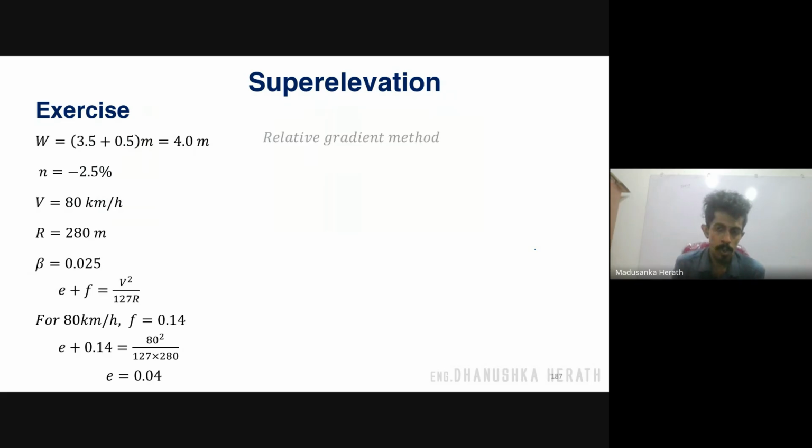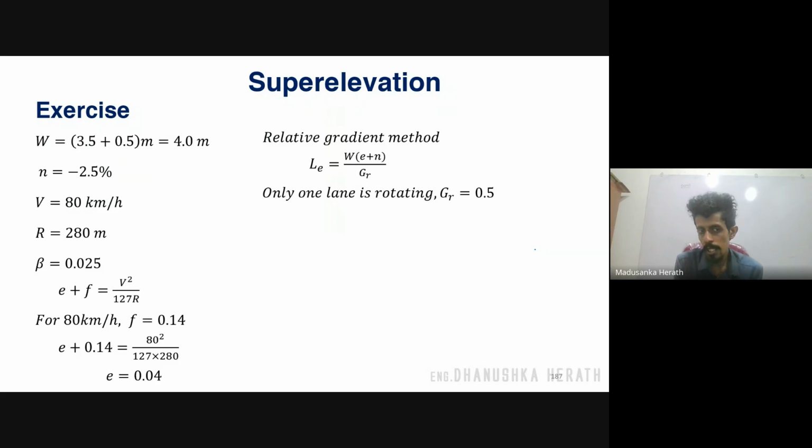Then we can go for the relative gradient method. From the relative gradient method, LE is equal to W times E plus N divided by GR. Here only one lane is rotating. Therefore, as I explained, this GR value is 0.5.